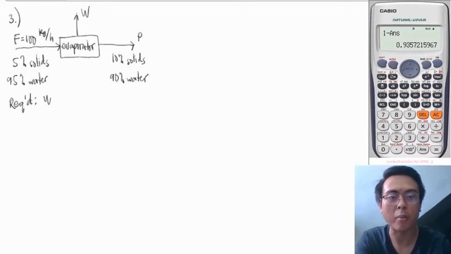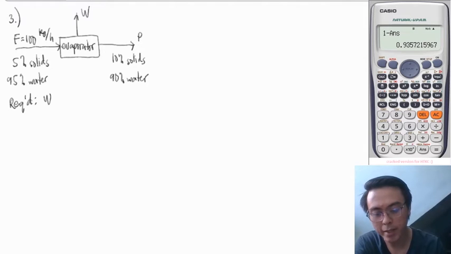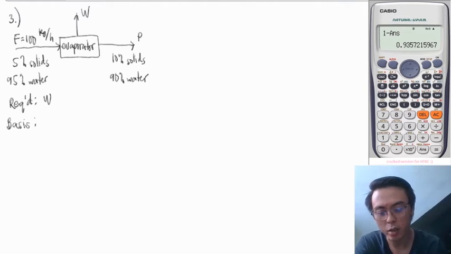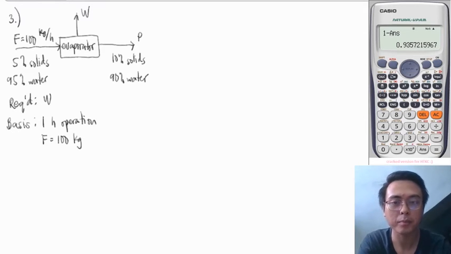We want to know how much water we should evaporate to achieve the desired product. In this case, that's the 10% solids juice. Okay, basis. In this case, we are given a mass flow rate of the feed, 100 kilograms per hour. Therefore, your basis is 1 hour operation. That gives us a value of F, 100 kilograms.